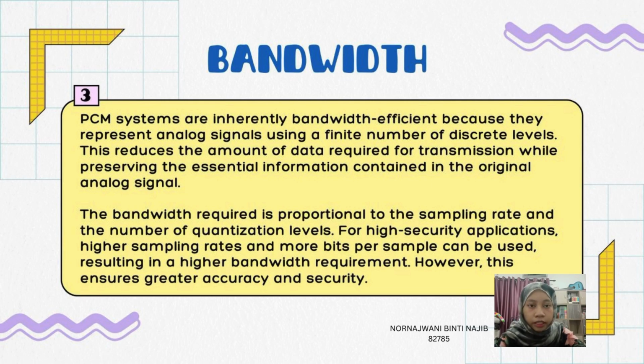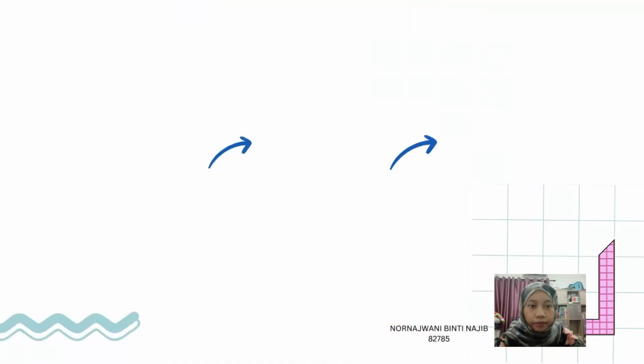the initial analog signal. The bandwidth demand is directly linked to both the sampling rate and the quantity of quantization levels. In scenarios requiring heightened security, an elevated sampling rate and increased bits per sample may be employed, consequently escalating the bandwidth necessity. Nevertheless, this approach guarantees enhanced precision and security.